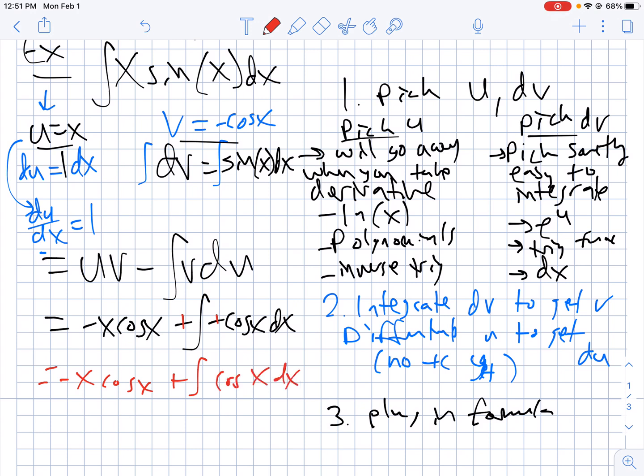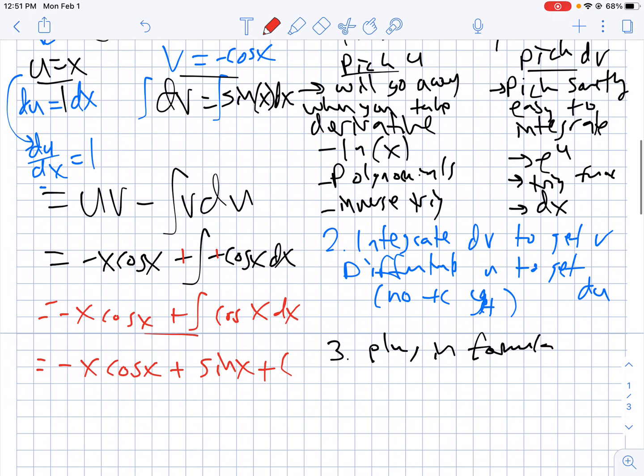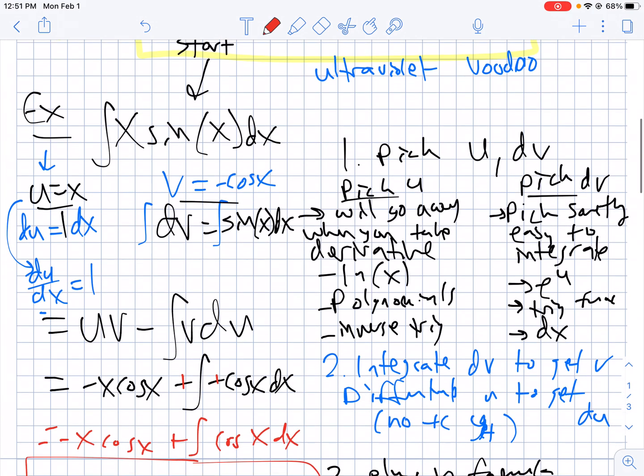So that's the point of integration by parts. You take a complicated integral and you apply this formula and you turn it into an integral that's easier to do. So this is just negative x cosine x plus the integral of cosine, which is sine of x, plus c. And there you go. You plug in your formula, you do the integral, and you are good to go. So that's how you approach this problem. And that, my friends, is the integral of x sine x.